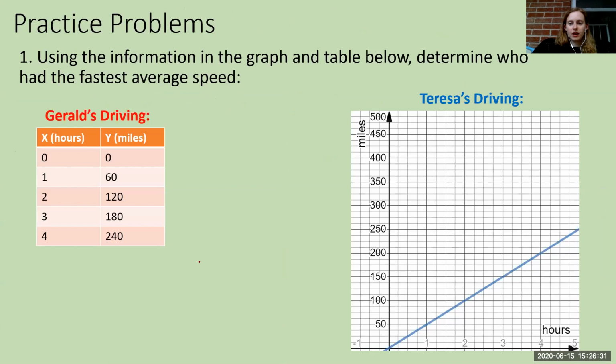All right, now let's try some practice problems here. So it says, using the information in the graph and table below, determine who had the fastest average speed. So we got Gerald over here. Let's determine his average speed. So his miles per hour, his unit rate.